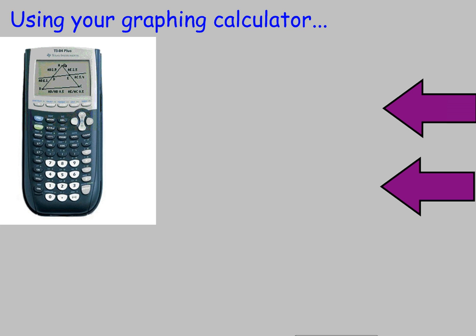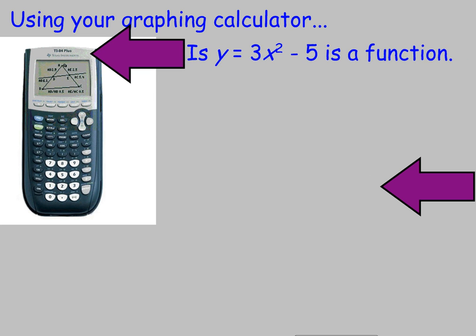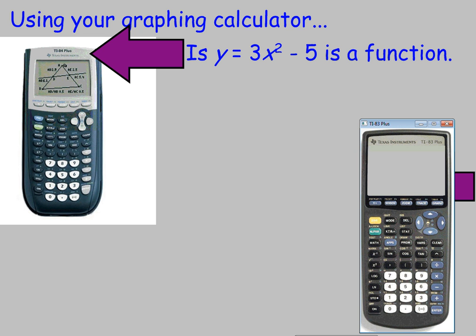So take a look at the graphing calculator. What happens when I put in 3x squared minus 5? Is that going to be a function? Well, let's take a look. Go to y equals, 3x squared minus 5, graph. Yes, that is most definitely a function.